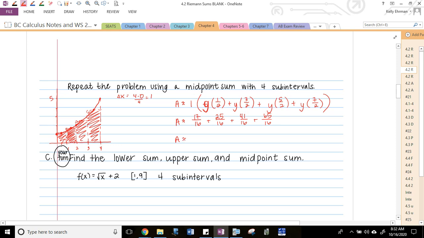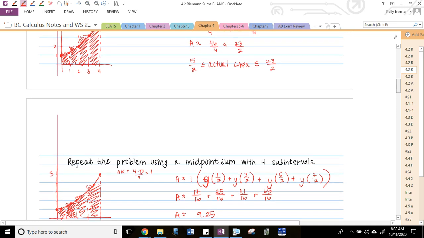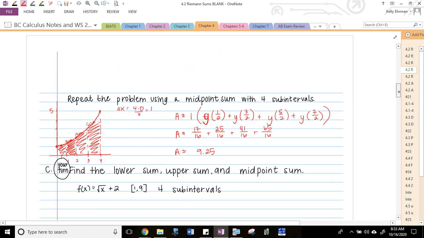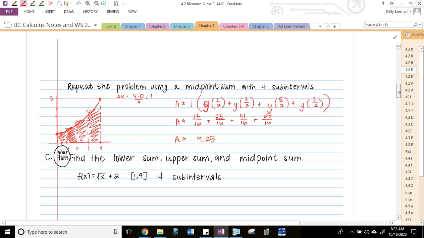Now, I believe I used a calculator at this point. Yes, we can do all of these fractions in this math, but for Riemann sums, they're usually a little bit nicer to you on the real AP test. Our bookwork might be a different story, but anyway, if I calculate all of this, I got 9.25. And I know that's a good sign because remember back here we said the actual area is somewhere between 7.5 and 11.5, and 9.25 falls somewhere in between there. So that's a good sign.